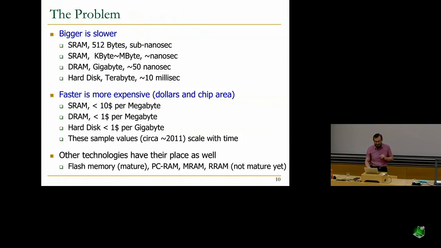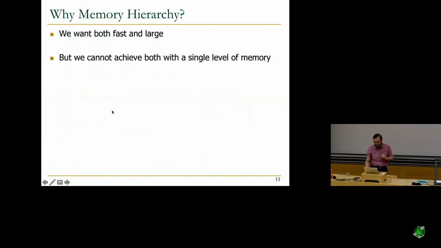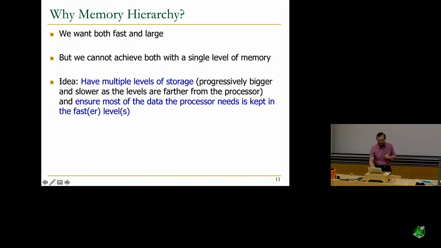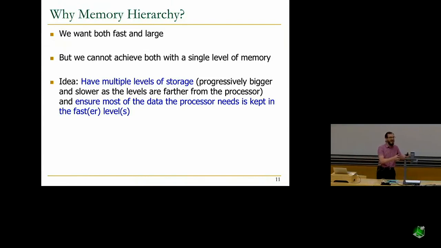Okay, my point is, what is the purpose of the slide? Bigger is slower, faster is more expensive. But we want both fast and large. We're greedy, right? We want to get the best of all worlds. The problem is we cannot achieve both with a single level of memory. Hopefully that's clear. And the idea of a memory hierarchy is very simple. If you cannot achieve both with a single level of memory, why don't you have multiple levels of memory or storage, which get progressively bigger and slower and maybe turn into different technologies as the levels become farther from the processor or pipeline? And if we ensure that most of the data that the processor needs is kept in the fastest and the smallest level, then we hopefully win.